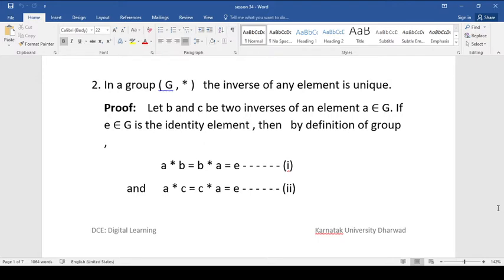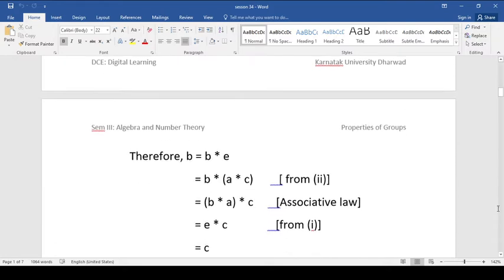Let B and C be the two inverses of the same element A belongs to G, and we know that if E is an identity element, then by definition of the group we can write A star B is equal to B star A is equal to E, and since C is also an inverse of A, we can write A star C is equal to C star A is equal to E. Let it be called these two as equation 1 and equation 2.